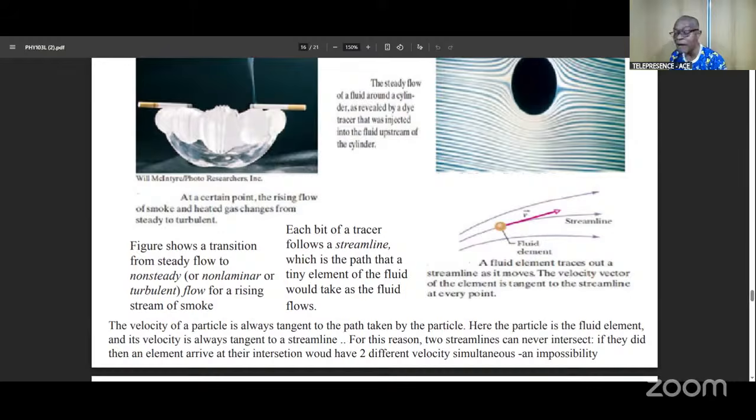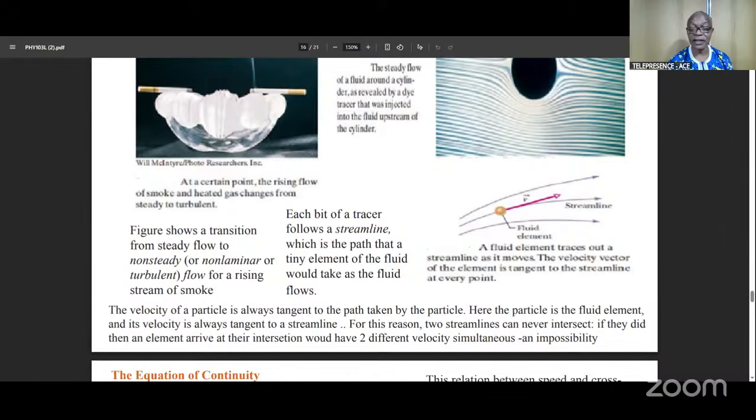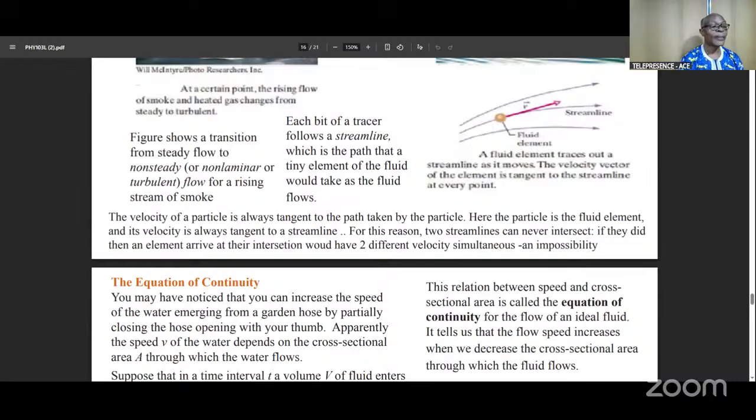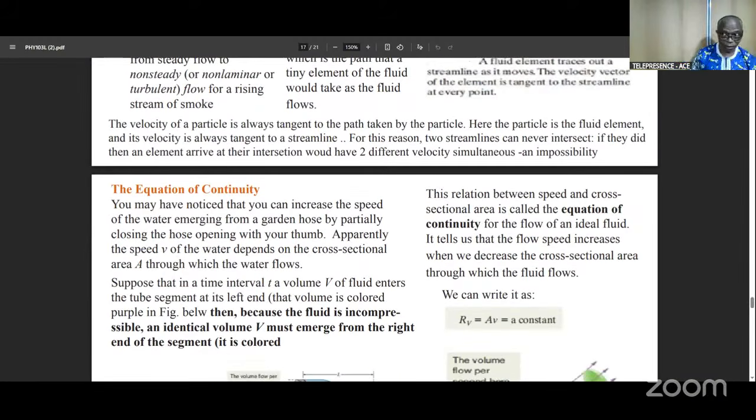So imagine that if you now have two streamlines intersecting themselves, what happens? There will be two different simultaneous velocities. Imagine a fluid flowing and you have different velocities. That will be a case where we are talking about maybe turbulence. That's now a turbulent flow, and that's not for this class now. So the equation of continuity is something deriving from theoretical consideration.